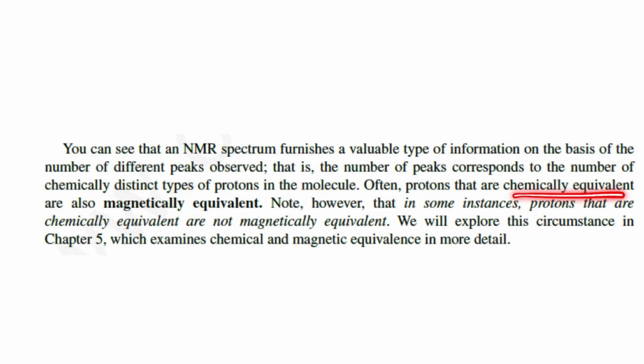Often protons that are chemically equivalent are also magnetically equivalent. However, in some cases the protons are chemically equivalent but not magnetically equivalent, and there is disturbance in their peaks. However, magnetic equivalence is of a more advanced level and we will discuss it later on. For the time being, we are more focused on chemical equivalence, and if chemically equivalent protons appear in the NMR spectrum, they will be combined in a single peak. So this is a short summary of what we have discussed so far.